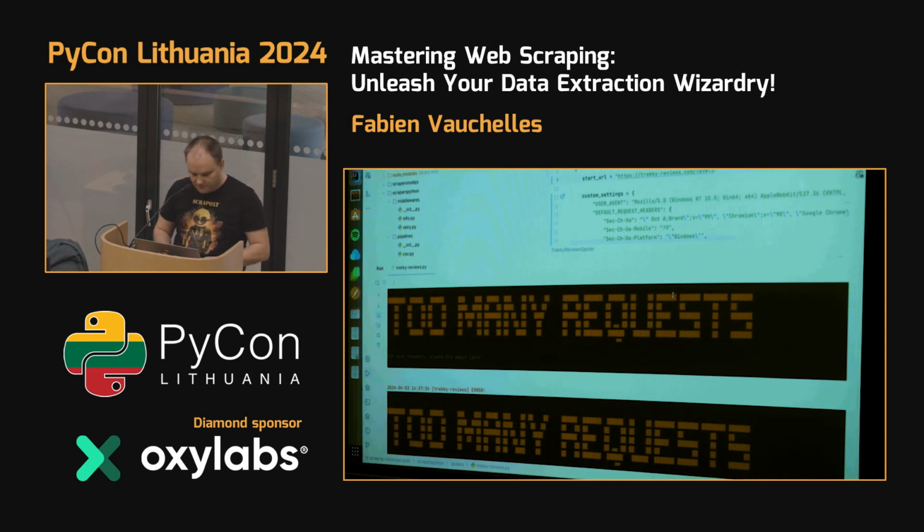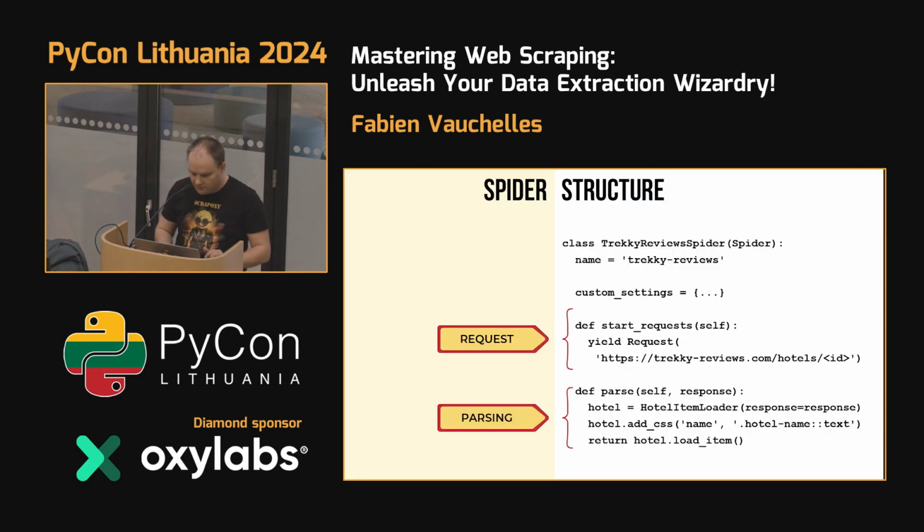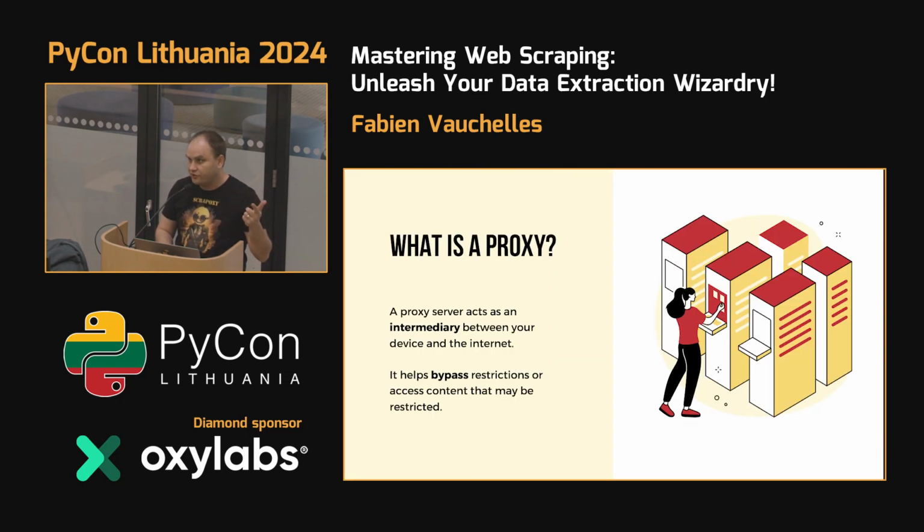So proxy, if I can get the presentation here. A proxy is a system which relays your request from the spider to the web server. So instead of seeing just one IP address doing many requests, you will see a lot of IP addresses doing few requests, and you will bypass the rate limit. Of course, there are different types of proxy.